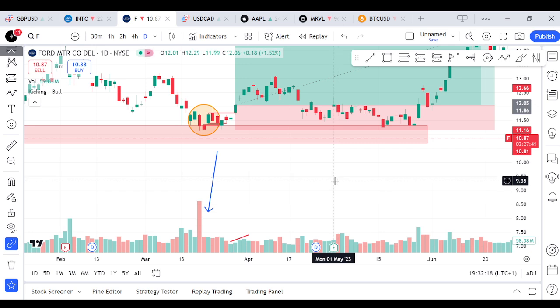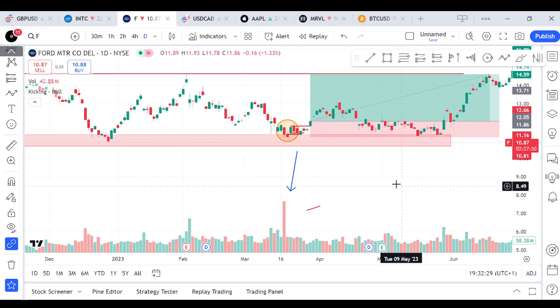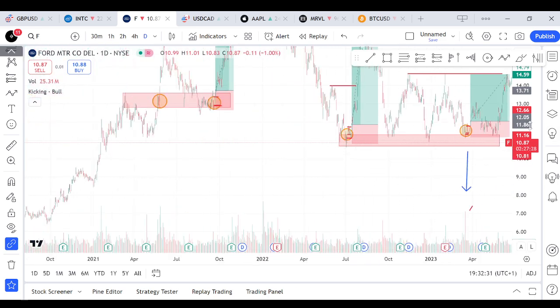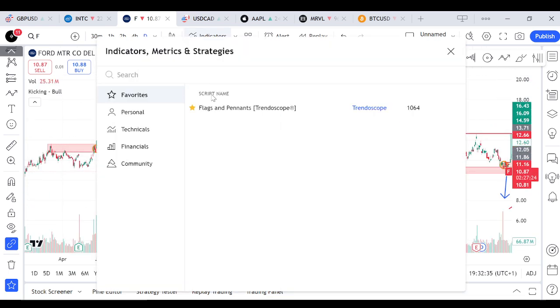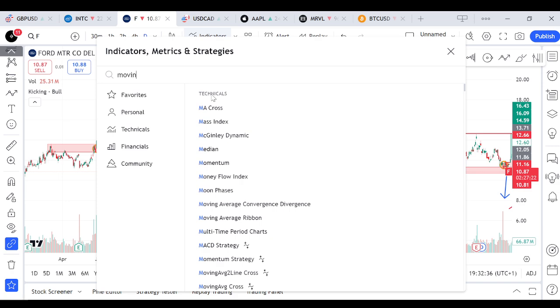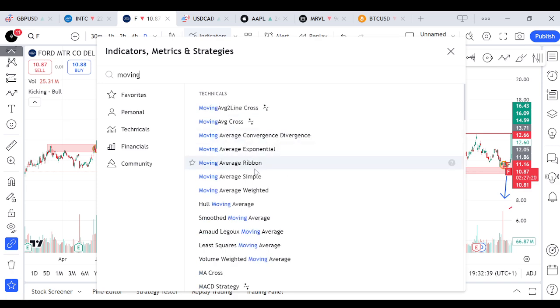It's often beneficial to use additional technical indicators. For instance, to enter trades when prices are above a key moving average, such as a 10-period moving average or a 20-period moving average. So let me just add the moving average to this chart to show us how we could use the moving average for added confirmation.